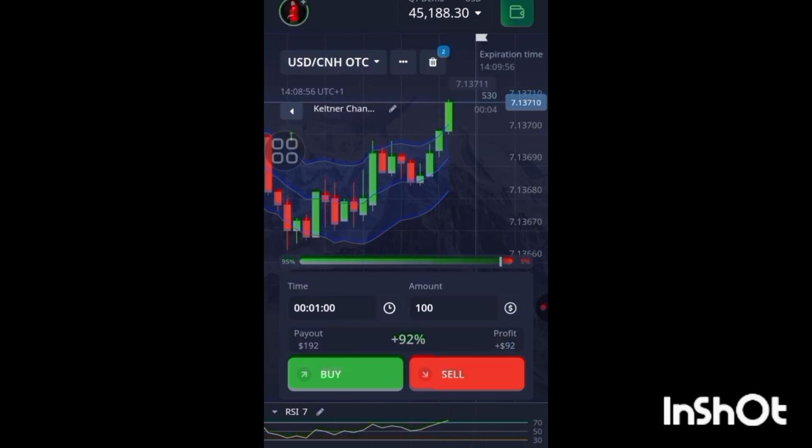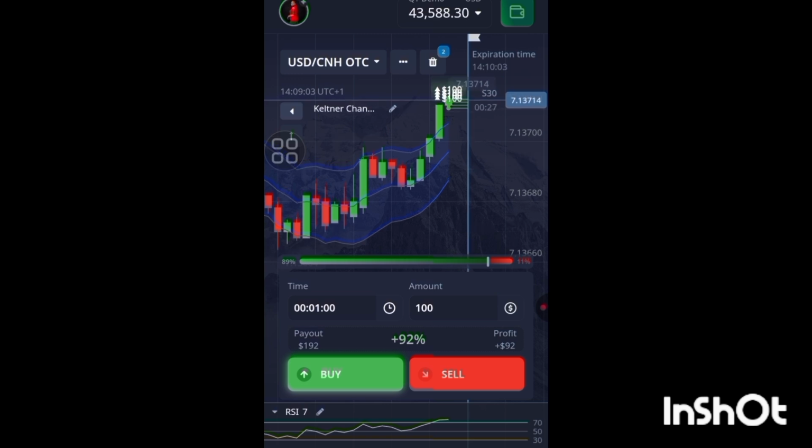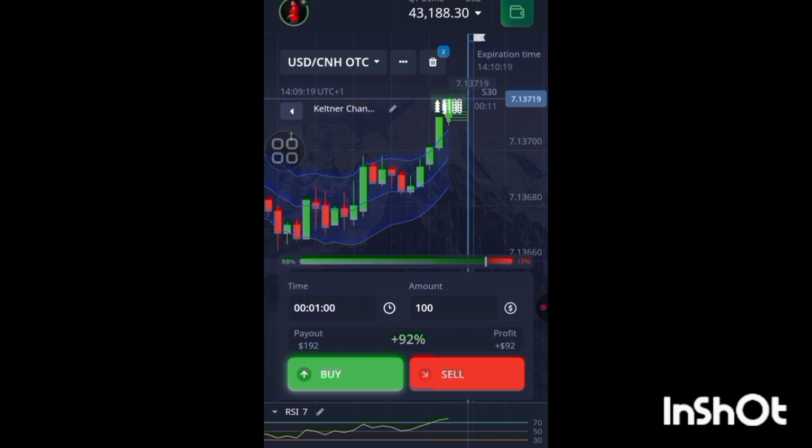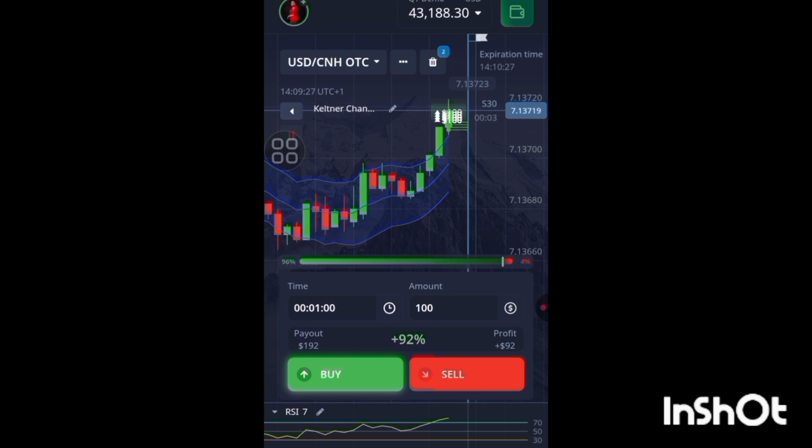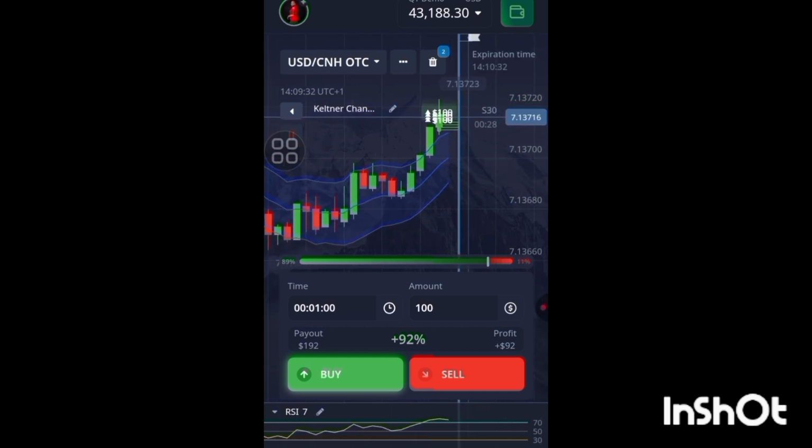Okay, so this is a good example. Let's work with this. Candle closes above Keltner channel. RSI is above, in fact, touching 70. Make sure you are always patient. Do not rush and take a trade.